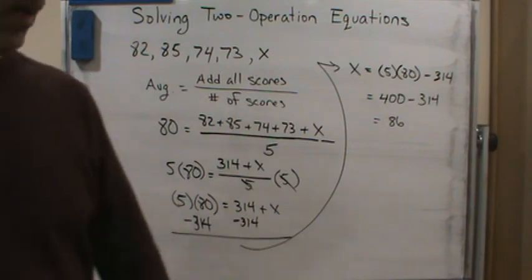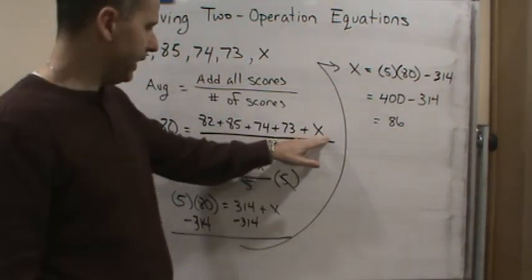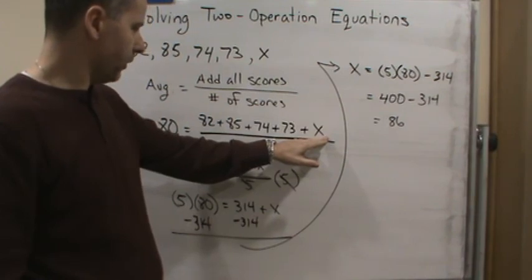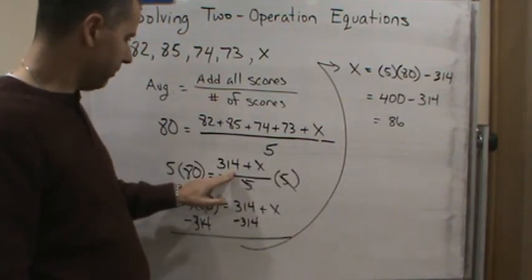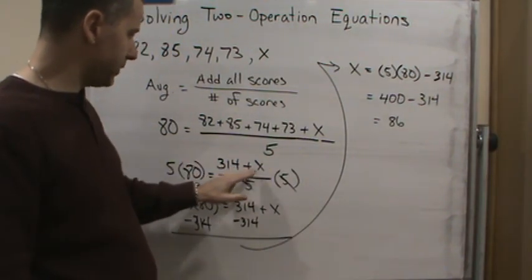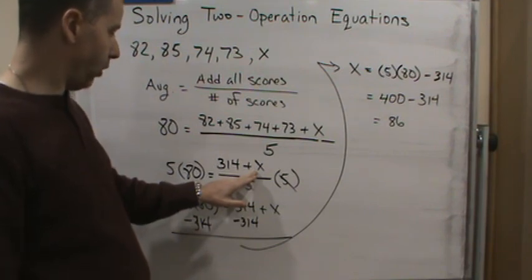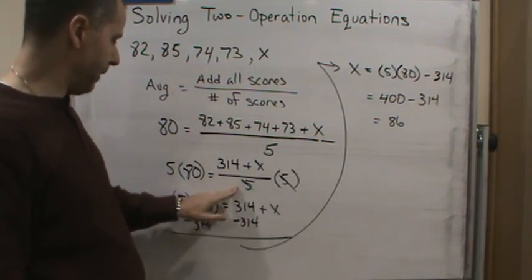That's it. By the way, you can check your score. Put in 86 here. I would put it back into the original formula, so you add them up. 314 plus 86 is going to be 400. 400 divided by 5 is 80.